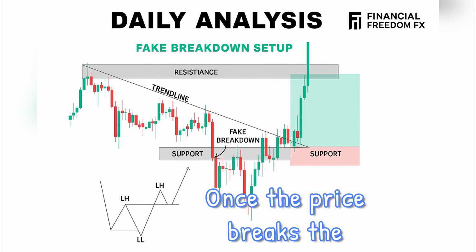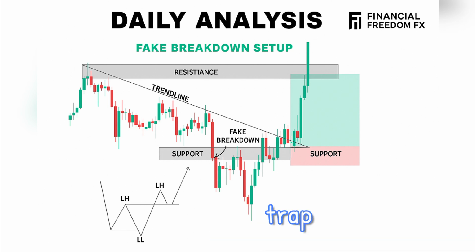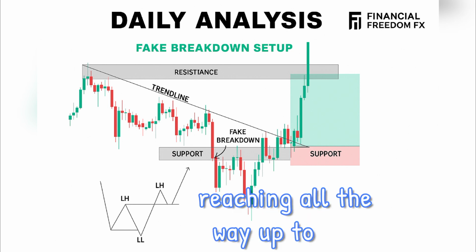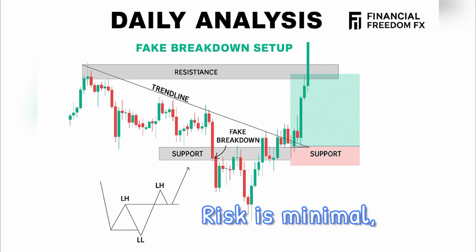Once the price breaks the trendline, it rallies aggressively. Buyers who recognize the trap early are rewarded. The green box on the chart shows the target area reaching all the way up to the previous resistance zone. This explosive bullish move confirms the power of this setup. The red box marks the invalidation area or stop loss zone just below the reclaimed support. Risk is minimal, but reward potential is massive.